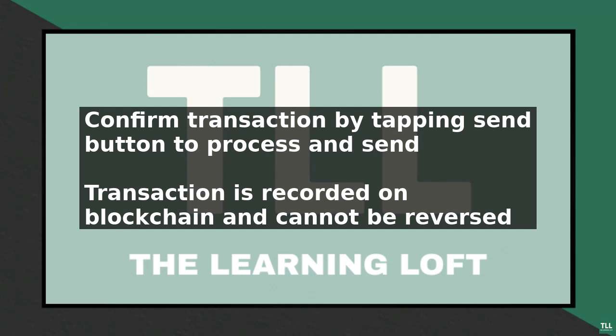In conclusion, sending Bitcoin with Revolut is a straightforward process that requires a few simple steps. Make sure to follow the instructions carefully and review the transaction details before confirming the send. By following these steps, you can securely and efficiently send Bitcoin to anyone in the world using the Revolut app.